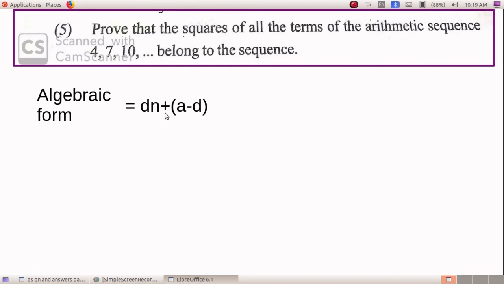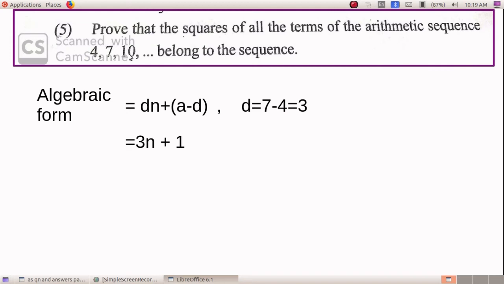Now here d is the common difference, it is 7 minus 4, that is 3. And so let us substitute d by 3, therefore it will be 3n plus 4 minus 3, which is 1, therefore it will be 3n plus 1. This one is the algebraic form of this arithmetic sequence.